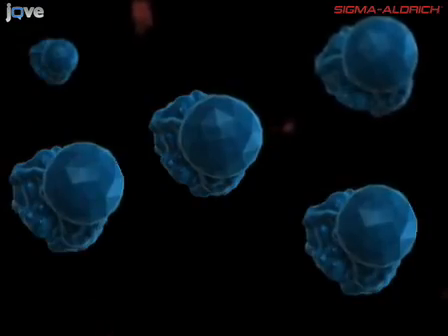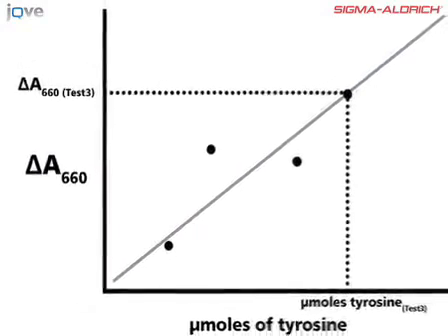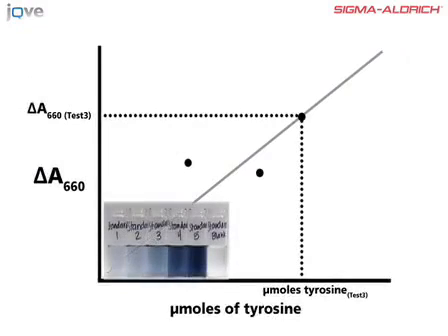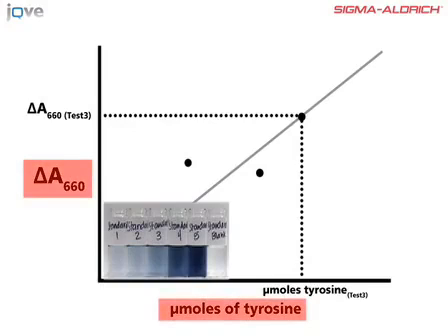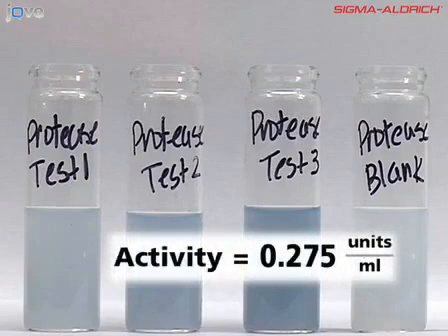The more tyrosine that is released from casein, the more chromophores are generated and the stronger the activity of the protease. Absorbance values generated by the activity of the protease are compared to a standard curve, which is generated by reacting known quantities of tyrosine with the FC reagent to correlate changes in absorbance with the amount of tyrosine in micromoles. From the standard curve, the activity of protease samples can be determined in terms of units, which is the amount of micromoles of tyrosine equivalents released from casein per minute.